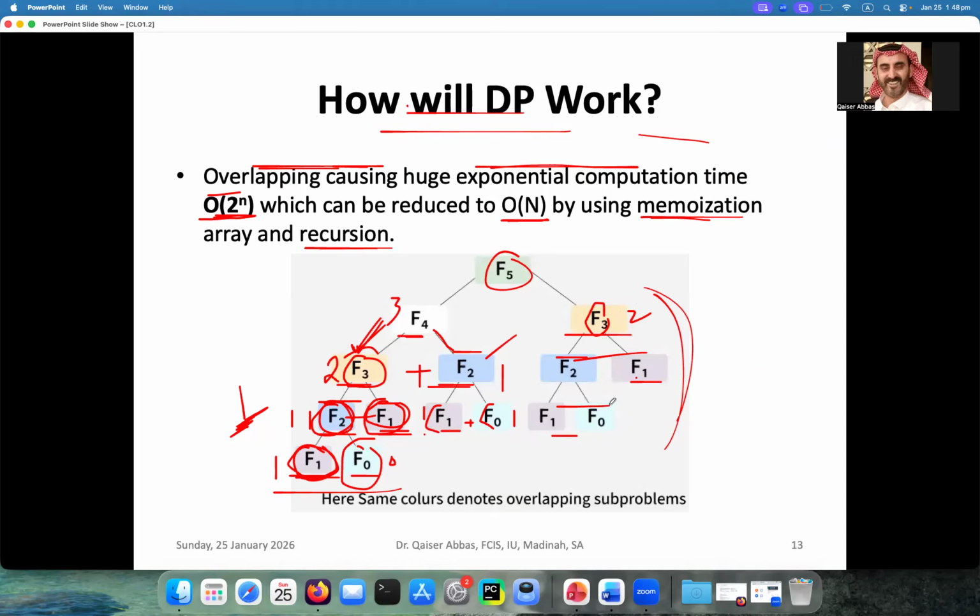You can see, even if it is there, those values are there. There is no need to calculate this whole tree. There is no need to calculate it because when here you will call f of 2, f of 2 is already calculated. You will use it, the memo.